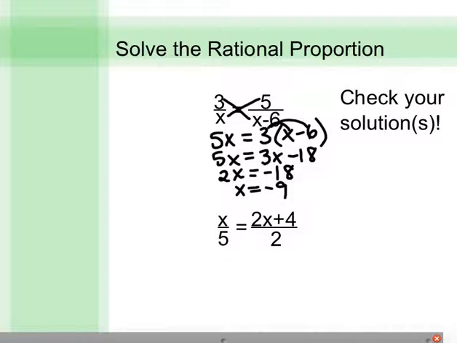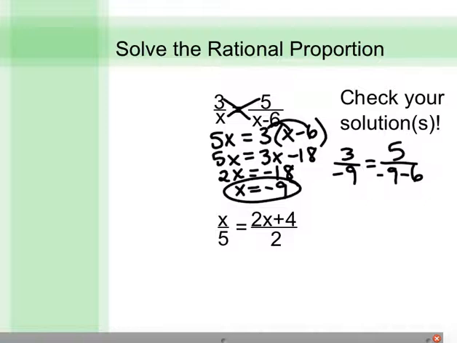So we plug back in our solution just to make sure it doesn't cause a denominator to be 0. So we have 3 over negative 9 on the first side, so that's good. And we have 5 over negative 9 minus 6. That's also going to be just fine. Doesn't cause the denominator to be 0, so this solution is correct.